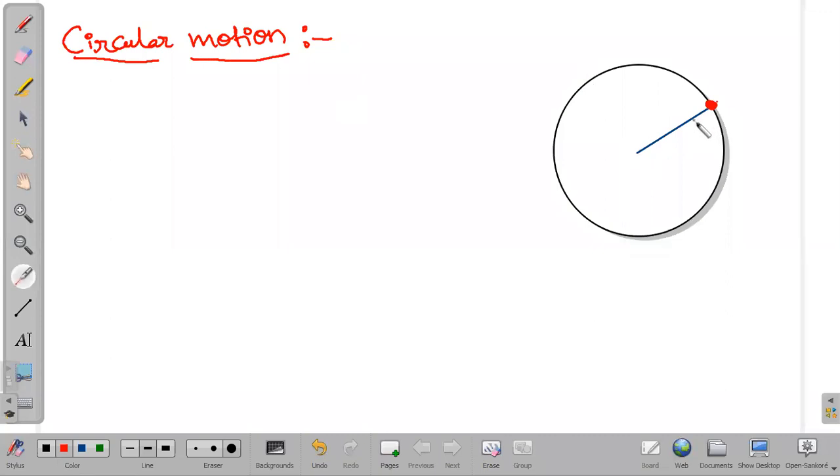Now, when this object is in circular motion, what are the different properties we will get? What are the different parameters we'll get? Suppose it started from here. Now, the same stone has come up to somewhere here. So what are the different parameters we will get when it is moving from this particular point to this particular point?